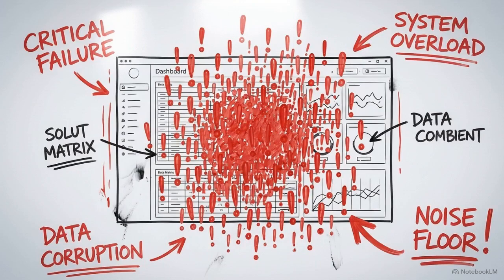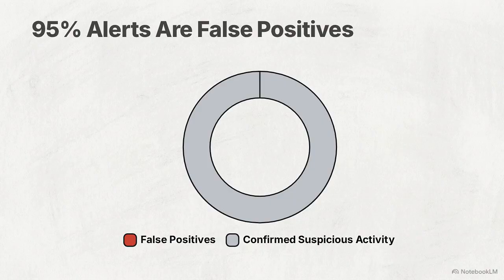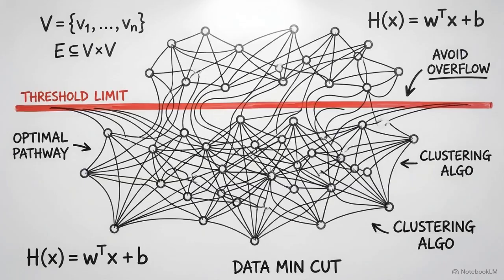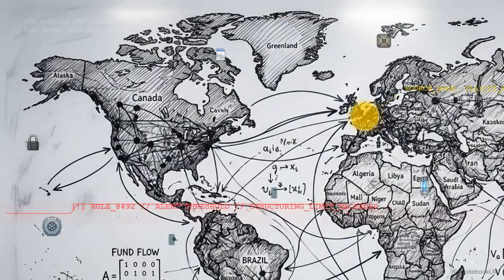Because these rules operate on rigid logic, they generate a high volume of noise. In practice, the false positive rate for traditional transaction monitoring frequently exceeds 95%. Linear thresholds are easily bypassed by multi-hop financial crimes. Criminals utilize layering and smurfing, structuring large sums into hundreds of microtransactions spread across different accounts and jurisdictions to ensure no single transfer triggers an alert.